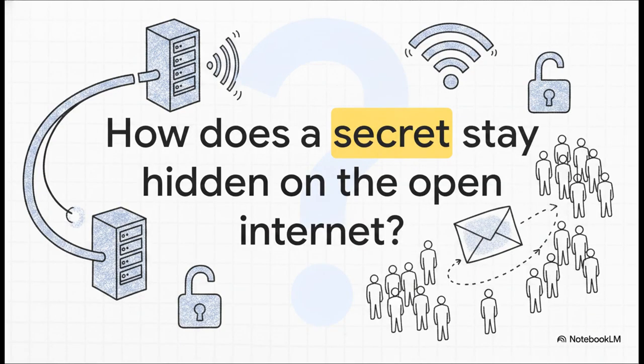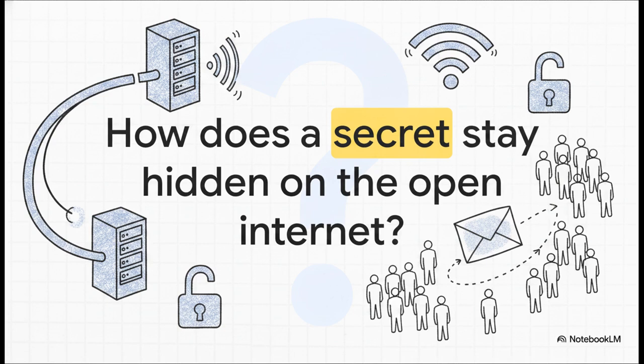So I want you to really think about this for a second. How does a secret stay hidden on the open internet? It's kind of a wild concept, right? Imagine the seemingly impossible task of sending highly sensitive data across a completely public network. A network where your information is literally bouncing through public Wi-Fi routers, global fiber optic cables, and these massive data centers, and somehow it doesn't get intercepted and read.